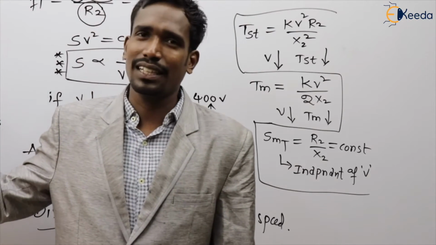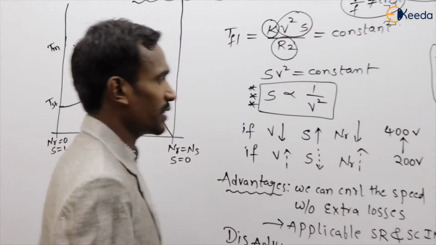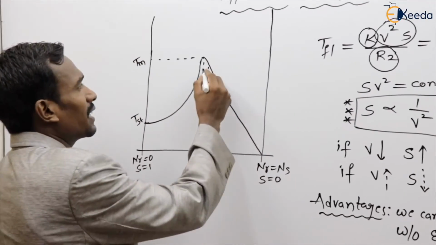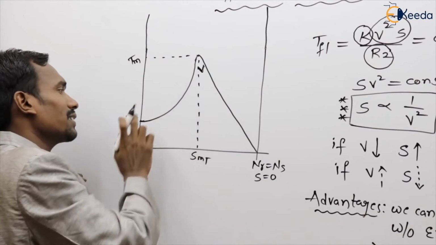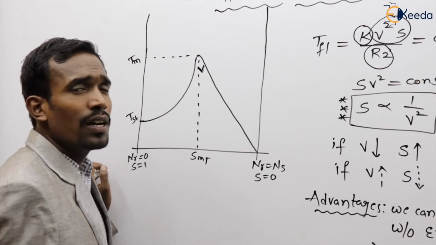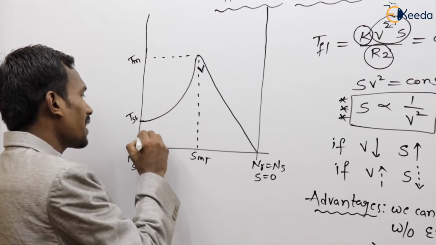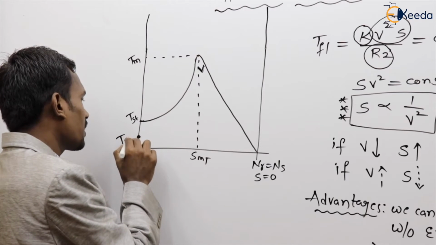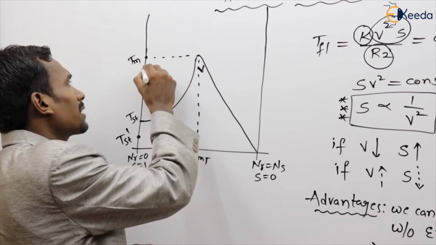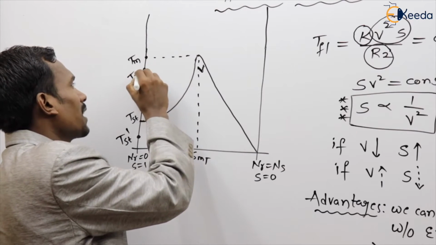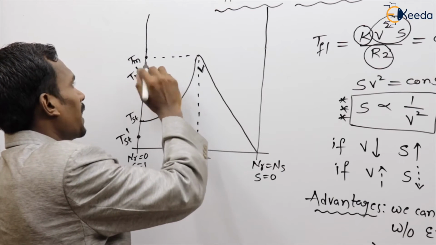Now let's see the characteristics, how they will be affected. This is generally at normal voltage V: maximum torque, starting torque, slip at maximum torque. If voltage reduces, starting torque also reduces, and maximum torque also reduces.